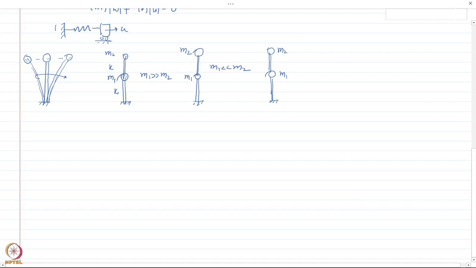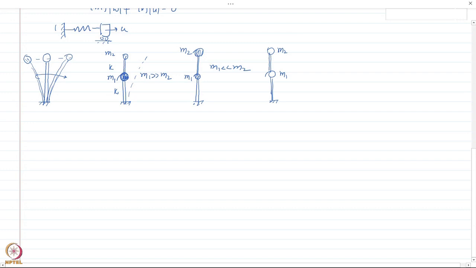As you can imagine, physically, if it's a two degree of freedom system, there are multiple ways in which this system can deform. One would be simply like this. However, if this mass is very heavy, then it is likely that the movement of this mass is going to dictate the overall response. Now compare this to the second system that I have drawn here. In this case, if the mass m2 is much larger than mass m1, then the overall response is going to be dictated by the movement of mass m2.